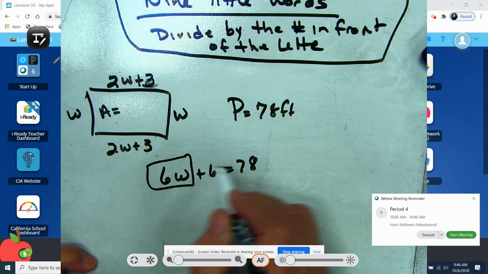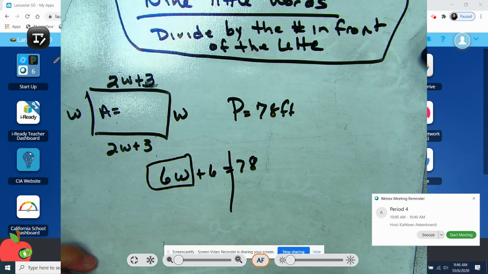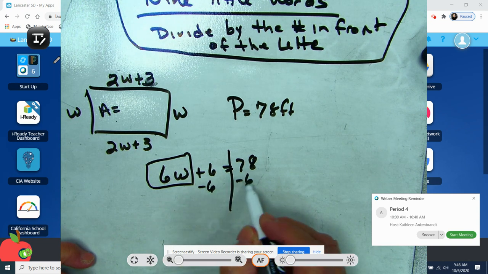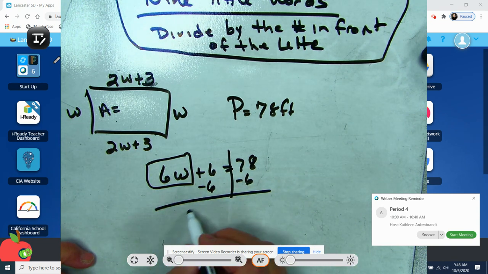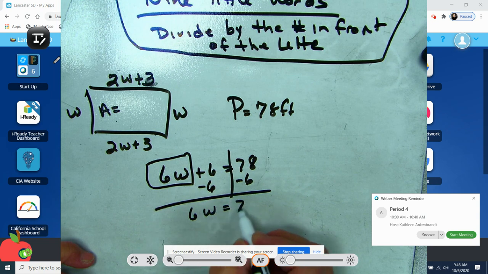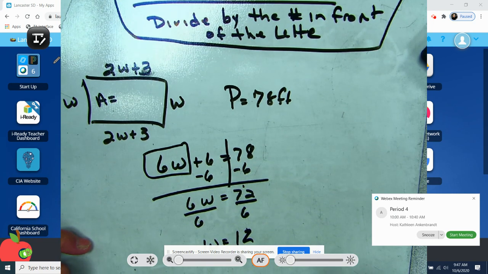Problem looks exactly like every other problem we've already done. The opposite of positive 6 is negative 6. 9 little words, divide by the number in front of the letter. We're going to divide by 6, and w equals 6 goes into 7 one time with 1 left over. 6 goes into 12 2 times, and so we get an answer of 12.